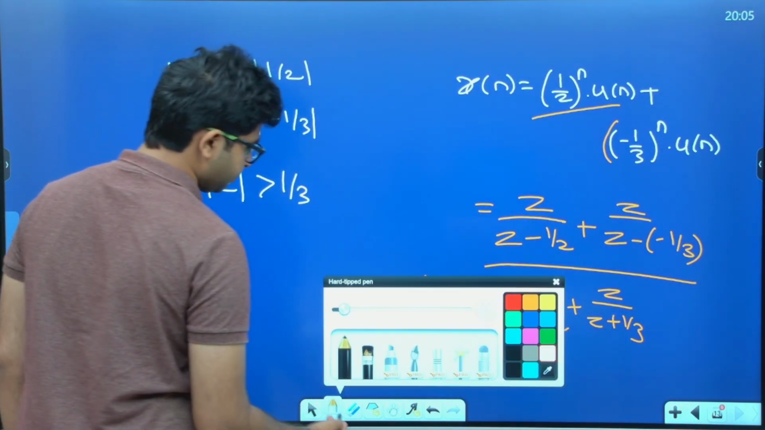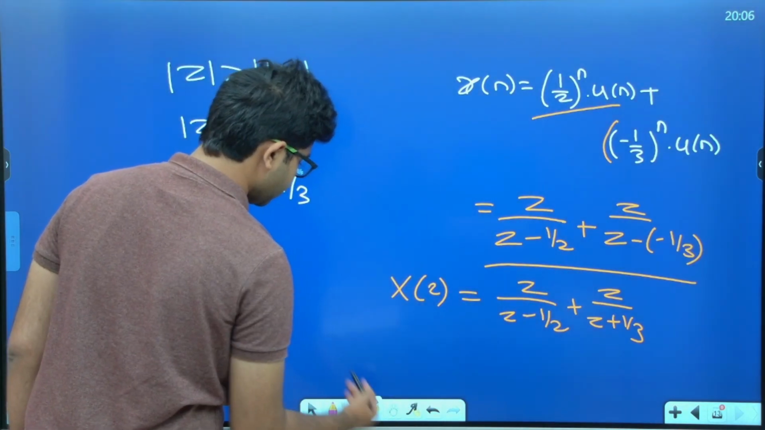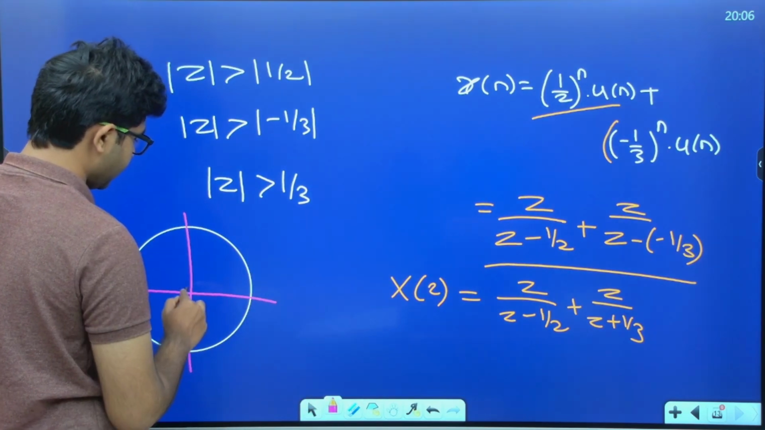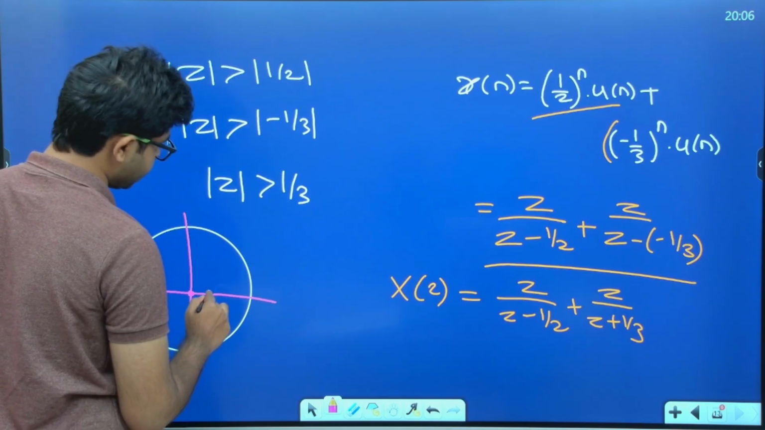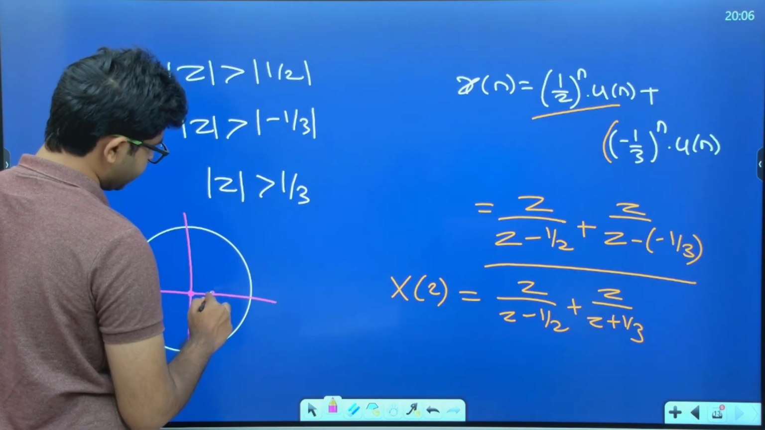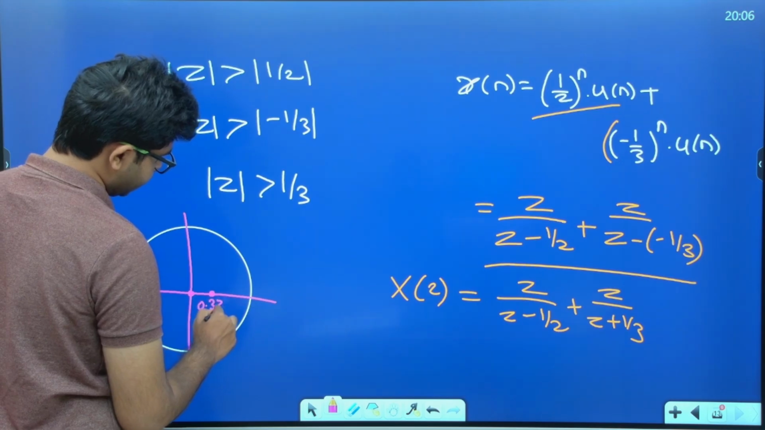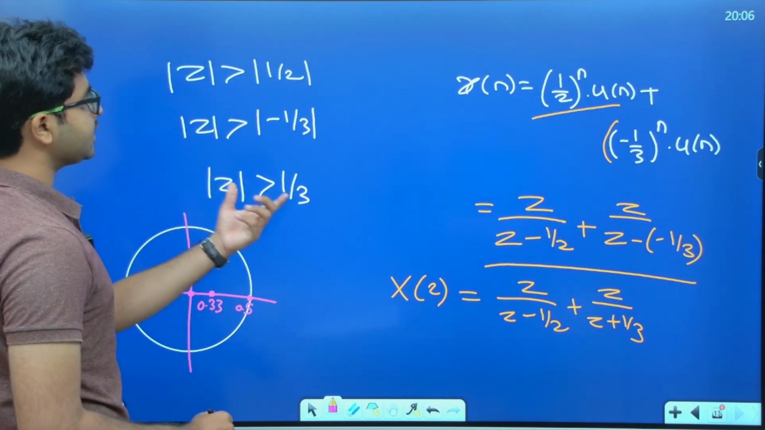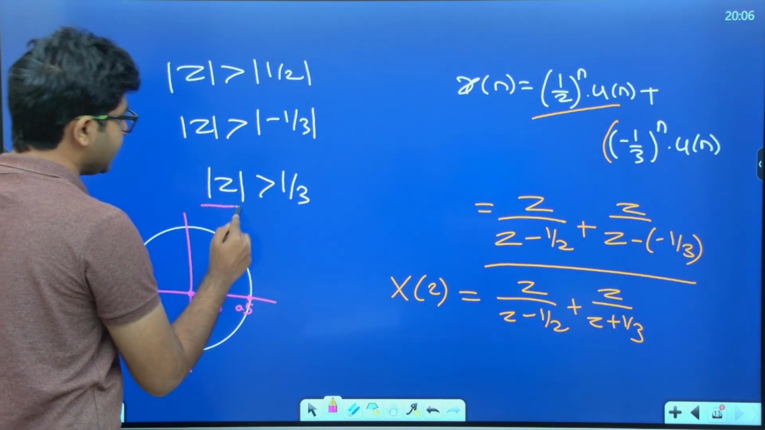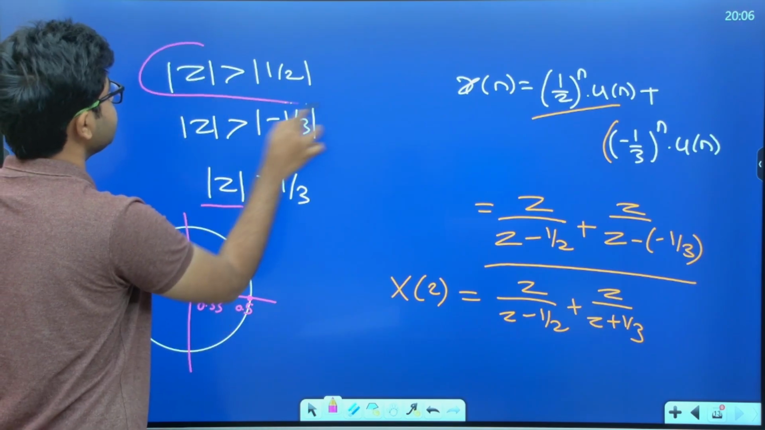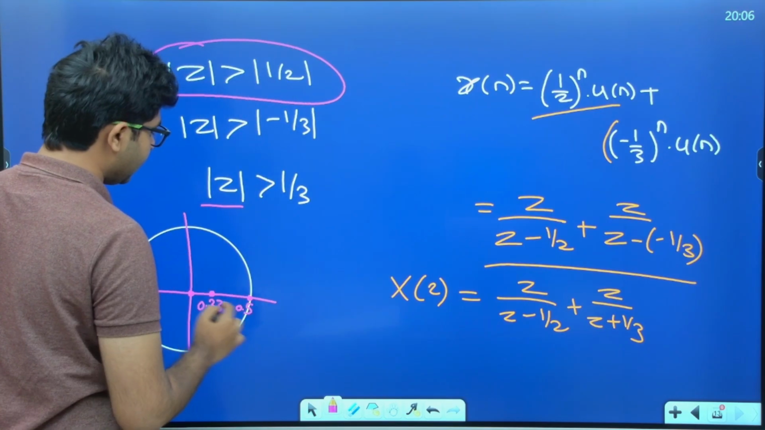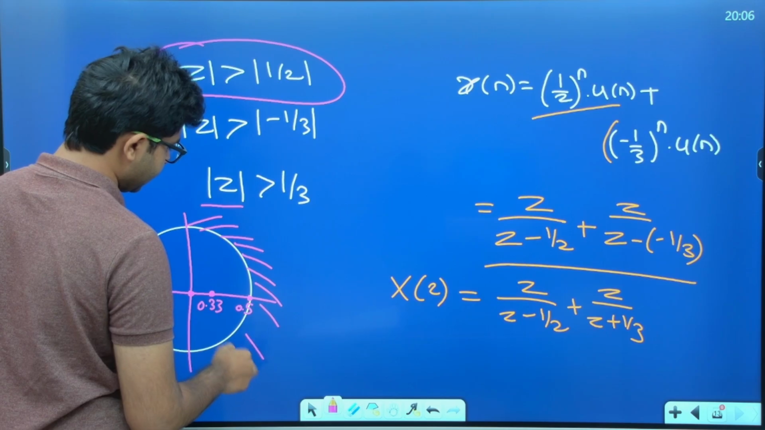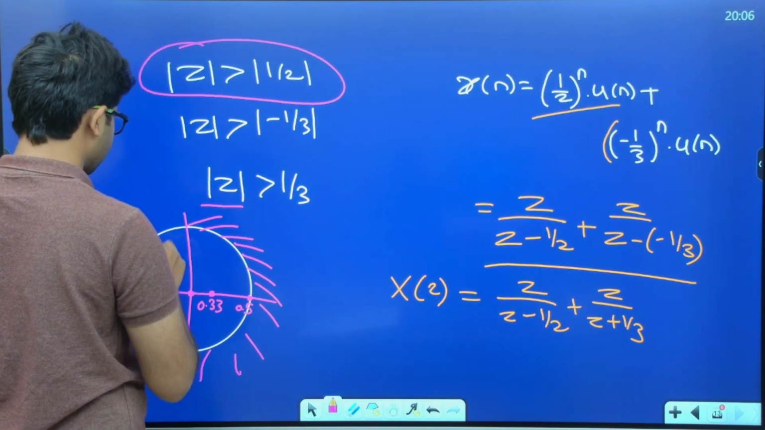Now, if I draw a simple circle, let's draw a circle. 1 by 2 means 0.5, and 1 by 3 means 0.33. Let's say 0.33 is here, and this is 0.5. Ultimately, 0.5 is greater than 0.33, and z is greater than 1 by 3. If we consider that z is greater than 0.5, ultimately it will be greater than 0.33. So the ROC will be z greater than 0.5, the outside of the circle.